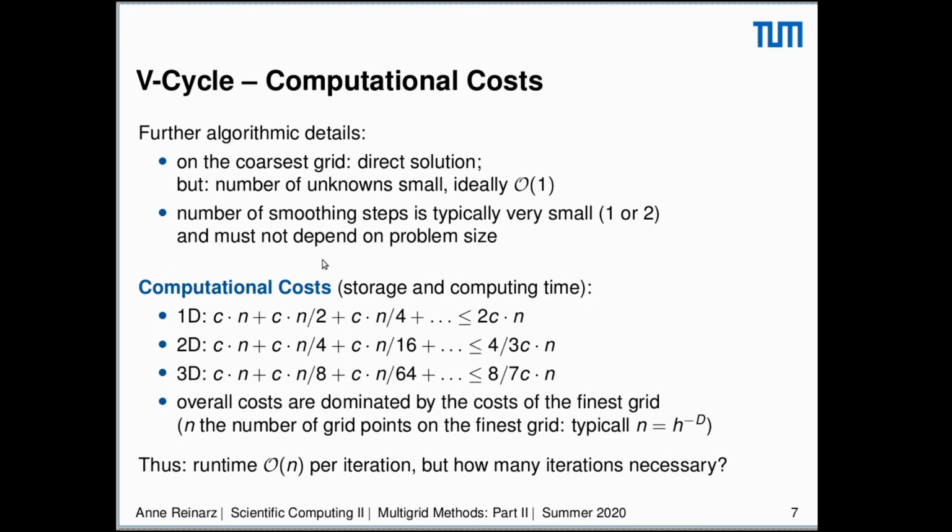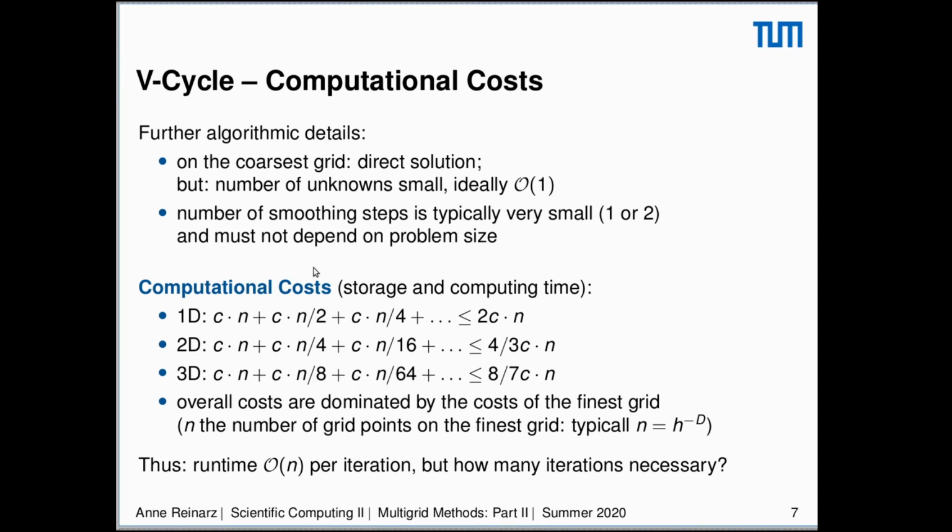So what we've seen now is that the overall cost of the multigrid cycle is dominated by the cost of the finest grid. In total, that gives us per iteration a runtime of O of n, which is what we wanted. But the open question remains how many iterations we need. With smoothers, we saw that while each iteration was only O of n in cost, the total number of iterations depended on n, giving us an overall cost that was much, much higher.